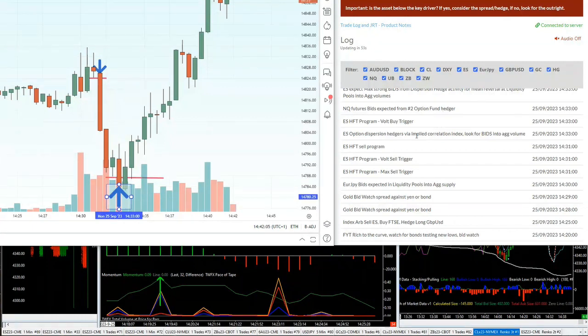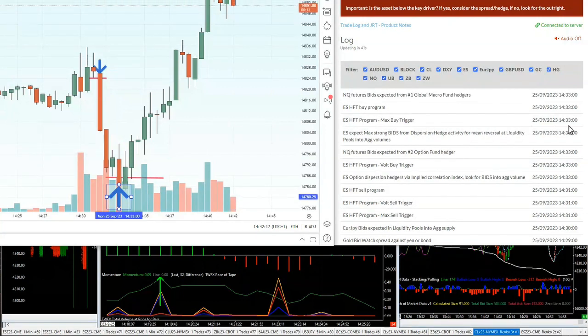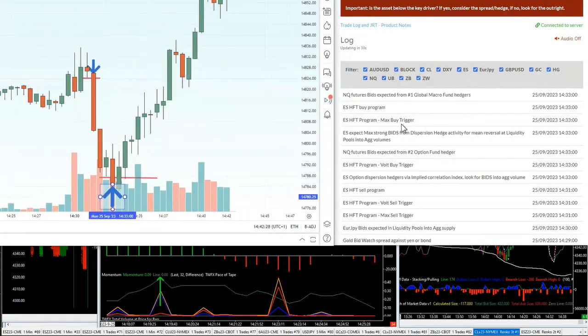It got a little bit better when we started to see this trigger here. The S&P is now expecting to see the max strong bid coming in from the dispersion hedge activity. It's also at 1433. So it's exactly the same trade again. It's that same liquidity pool to get that option hedge. Then we get a max buy trigger at 1433, which obviously is that momentum buy trade. So now we know that they're likely to buy the break higher. It makes life a lot easier to buy the bottom edge.